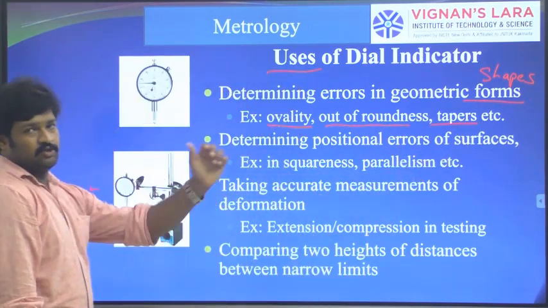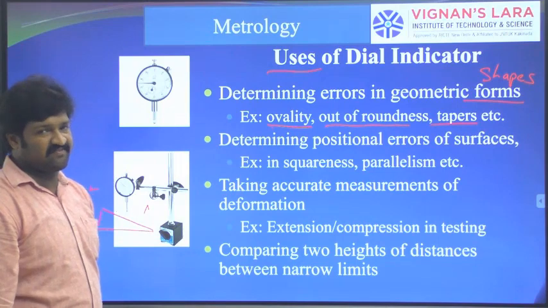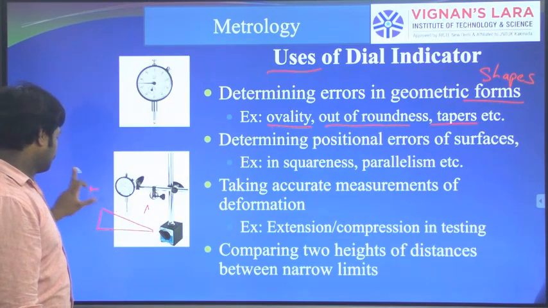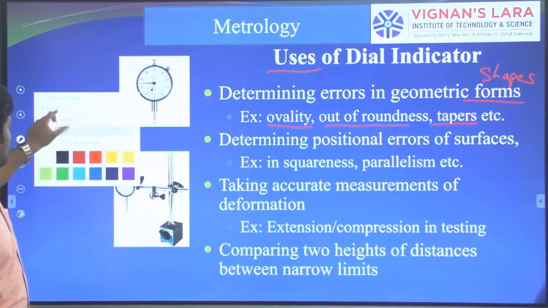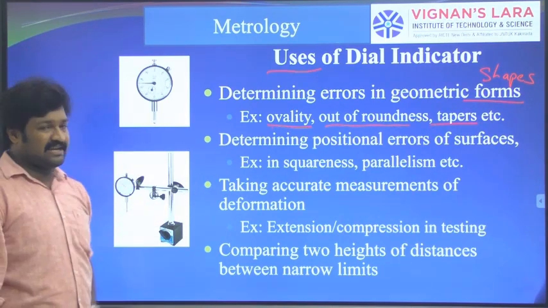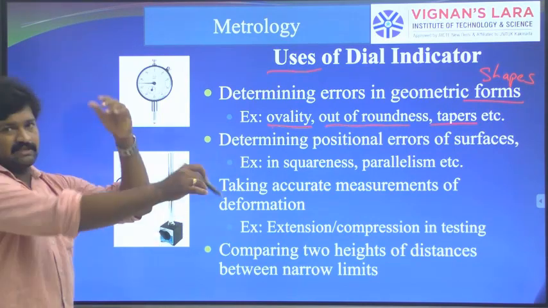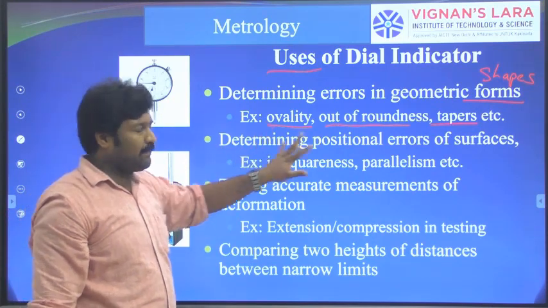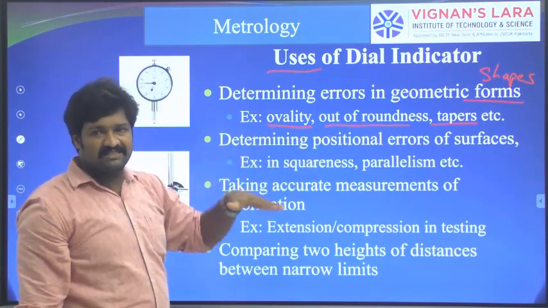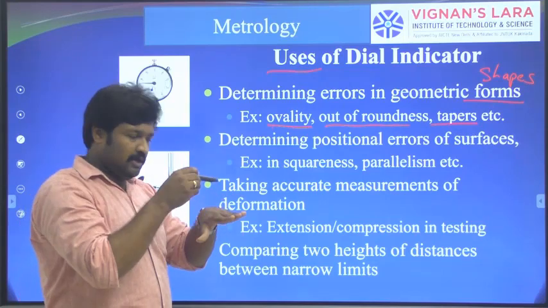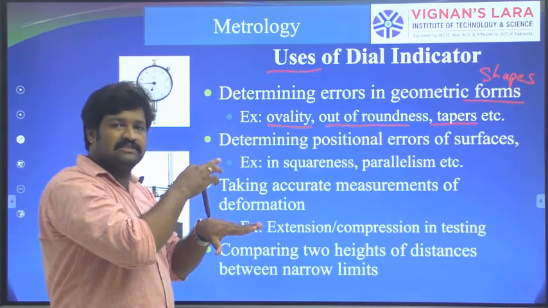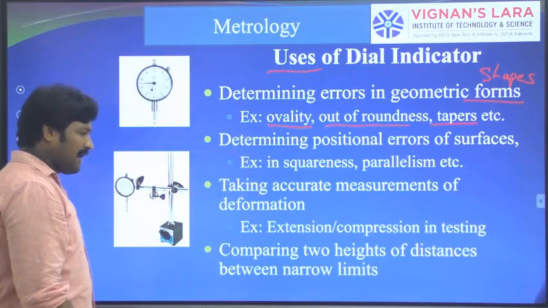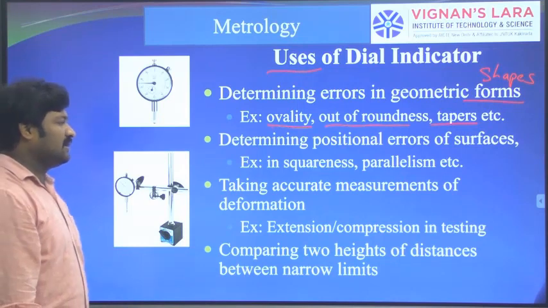It is also used for determining positional errors of surfaces. Example, squareness, parallelism. It is used for identifying squareness, so the perpendicularity can be identified by means of this dial indicator. And parallelism. It can compare two surfaces and verify whether the point at this location is the same as in this location or not. That can be identified by means of this dial indicator. Parallelism can be checked by means of these dial indicators.